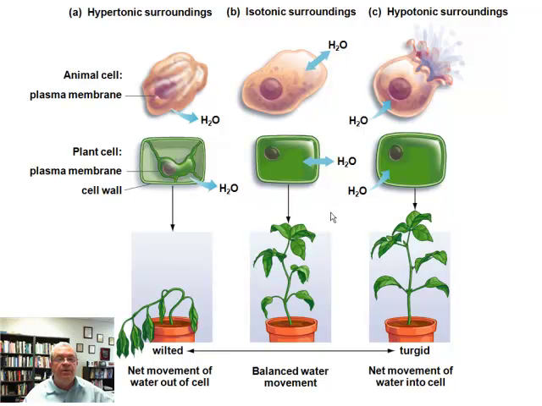And so let's review it again. When are animal cells happiest in terms of water movement? When there is balanced water movement, the same amount of water coming and going into and out of the cell. When is a plant cell happiest in terms of water movement? When there's a net movement of water into the cell. And that's the story. All right, that's it.